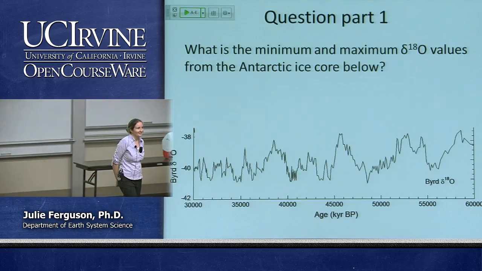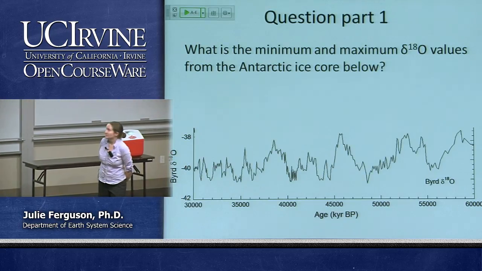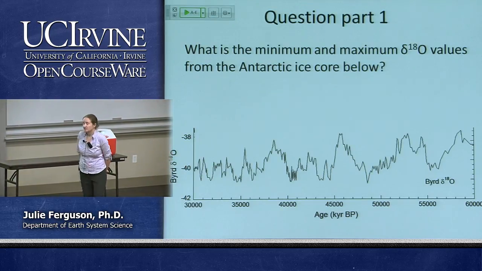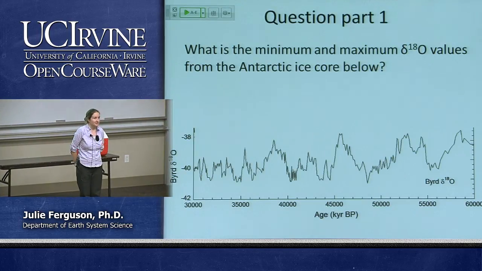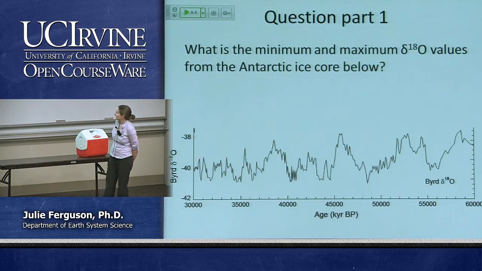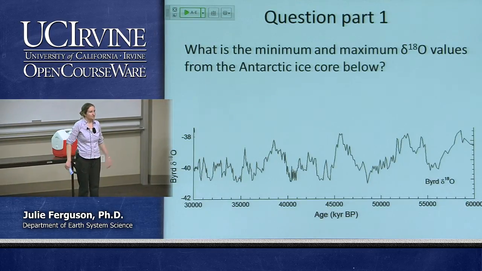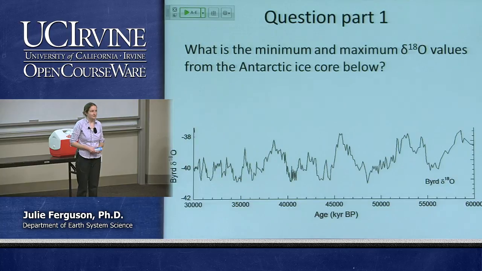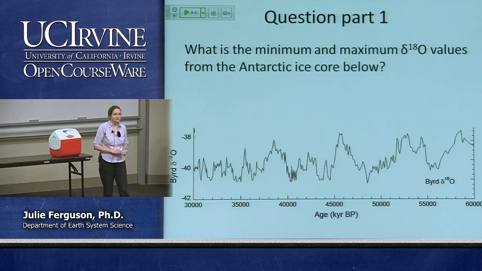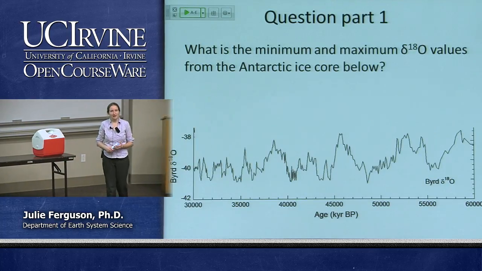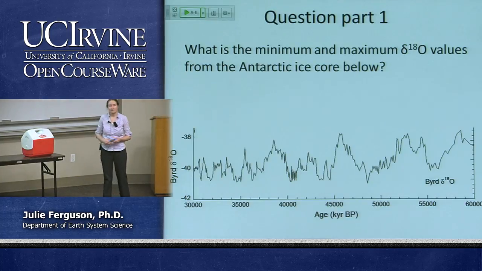So I have a two-part iClicker question. Okay? So the first part is I want you to look at this graph, which is the delta O18 record of an ice core from Antarctica, the Bird ice core. It goes from 60,000 years ago to 30,000 years ago. Look at what the range in the delta O18 is, and write that down because you'll need it for the second part. Okay? So what's the minimum and maximum delta O18 value?